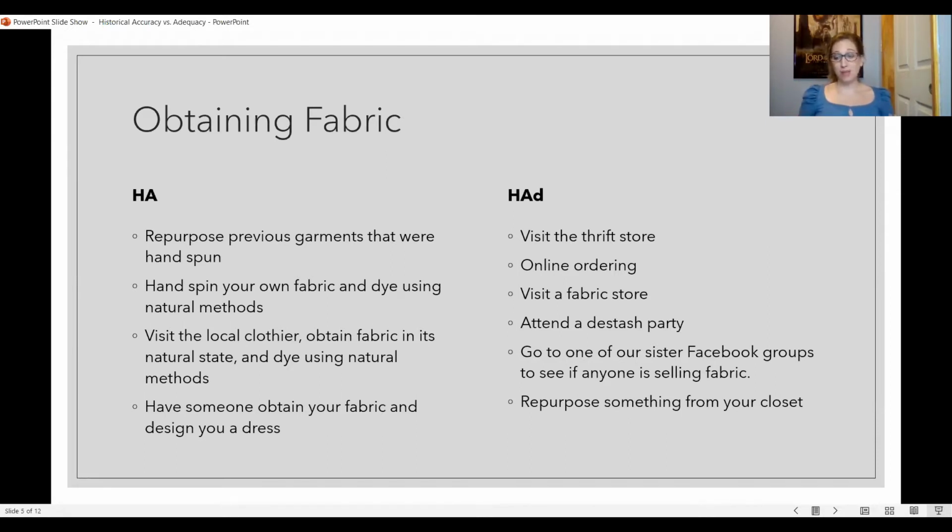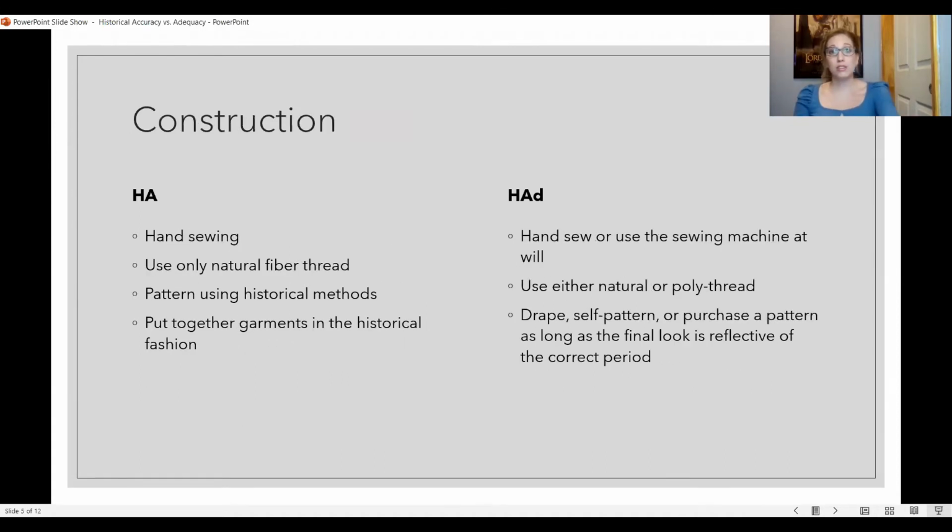So that's just something that you need to weigh when you go, okay, is my garment historically accurate versus historically adequate? And what does that mean for me? Okay, construction. I think we all know with construction that up until the 1850s, it was hand sewing for the most part. That's when the sewing machine became mass produced, 1850s. So that's when we start seeing normal people getting sewing machines to start putting that together.